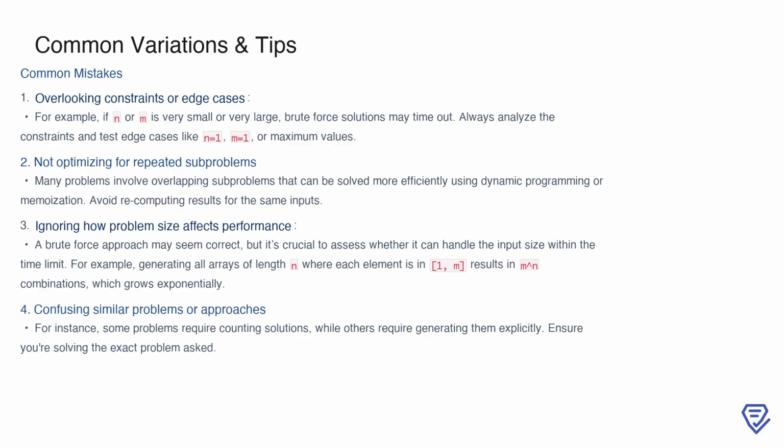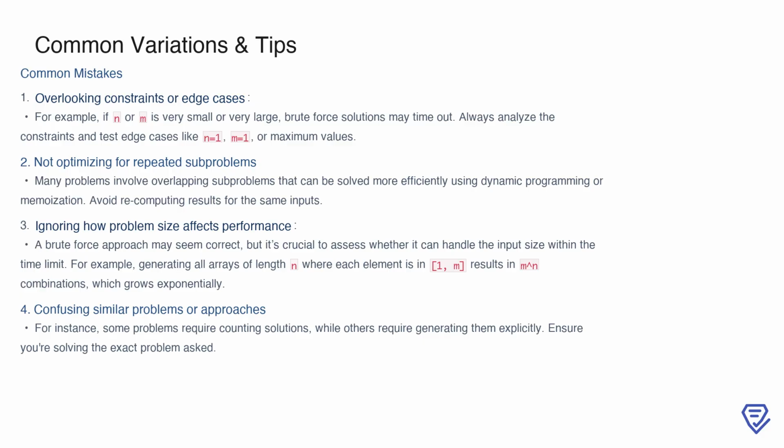It's crucial to analyze the constraints carefully and test edge cases, such as n equals 1, m equals 1, or the maximum allowed values, to ensure your solution behaves as expected. Another common challenge is failing to optimize for repeated subproblems. Many problems, including this one, involve overlapping calculations that can be handled more efficiently using dynamic programming or memoization. Recomputing results for the same inputs wastes valuable time.